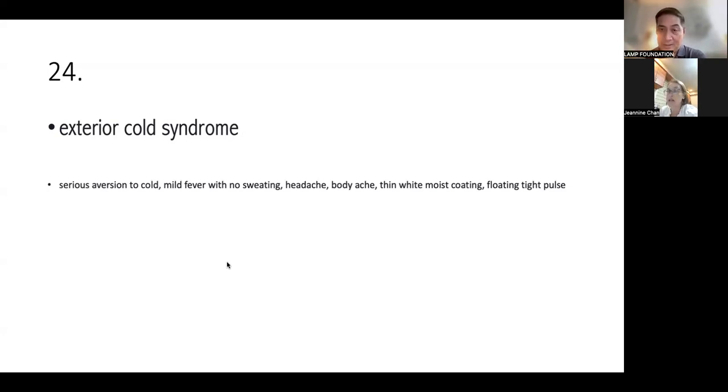There is serious aversion to cold. So the star here is the cold. So there is mild fever, no sweating, headache, body ache, thin white moist coating. Look at the keyword, it is moist. Floating and tight pulse. Remember, exterior, that's floating, superficial, and then tight because it's cold. Simple.